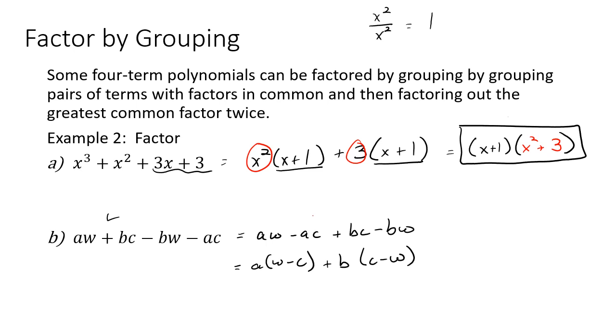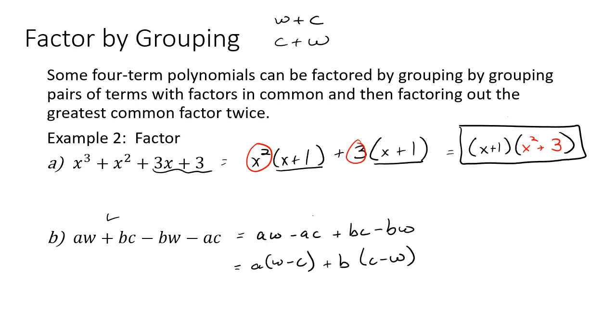Now this is not quite right. W minus C, C minus W are not the same thing. Now if that was addition, you could just swap the order of the terms. W plus C is the same as C plus W. Addition is commutative. That's not the case with subtraction though.